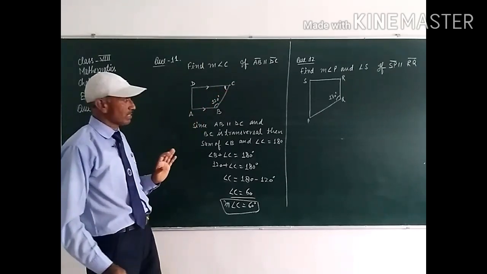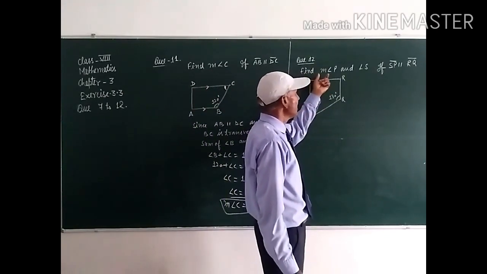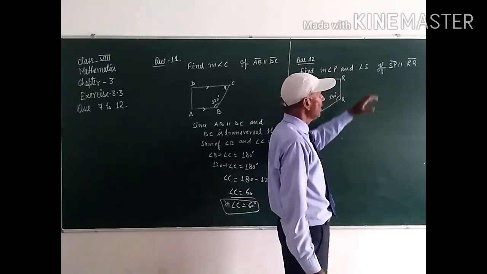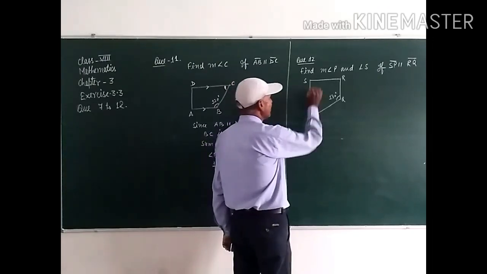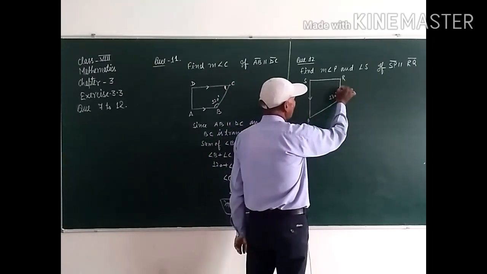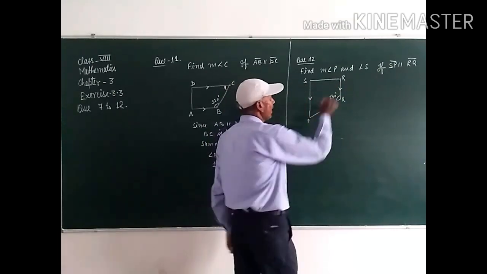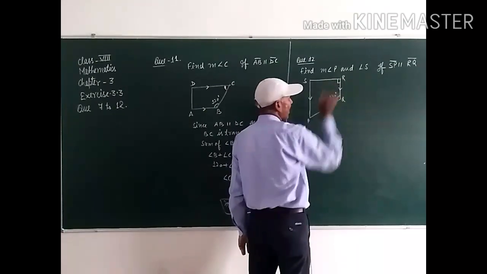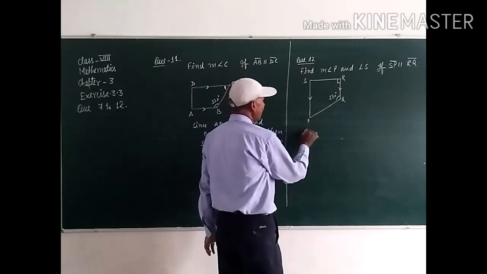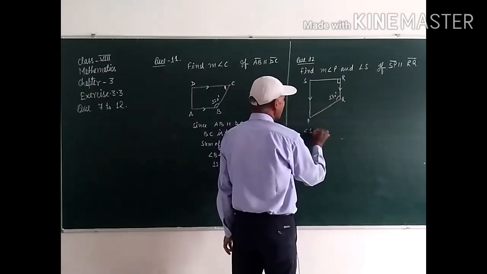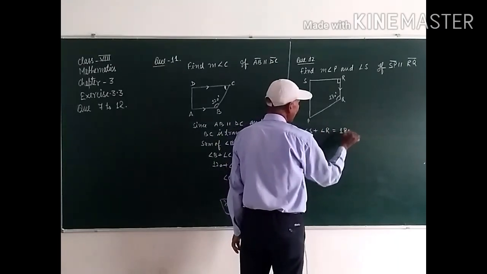this one is a transversal. Now, in question number 12 student, find the measure of angle P and angle S if SP is parallel to RQ. This line, this SP, is parallel to RQ. These two lines are parallel student and this angle is given here, that is 90 degree student. So, now angle S plus angle R is equal to 180 degree.